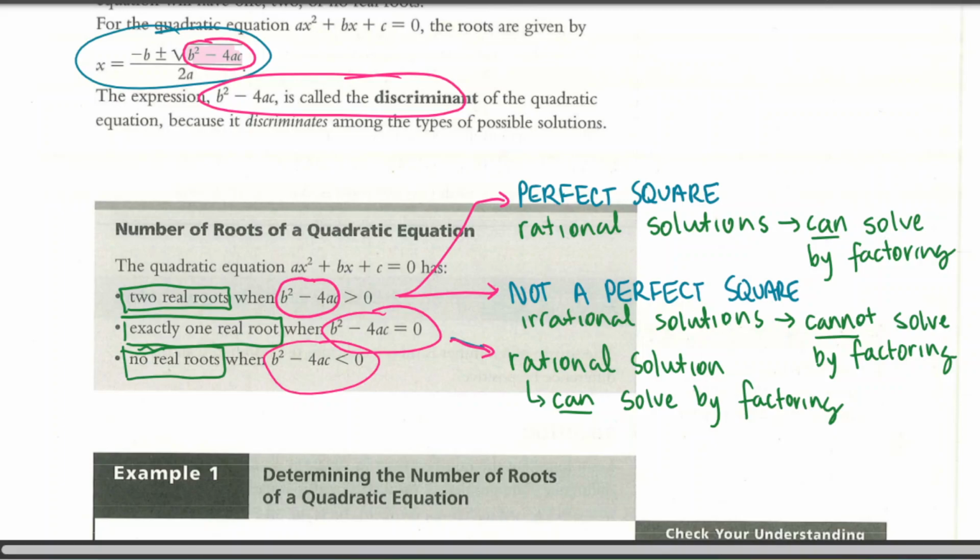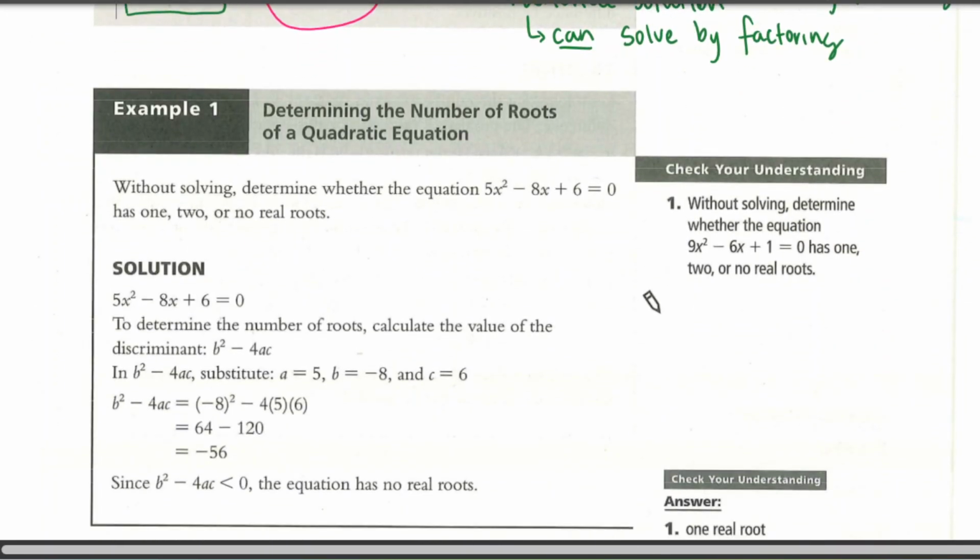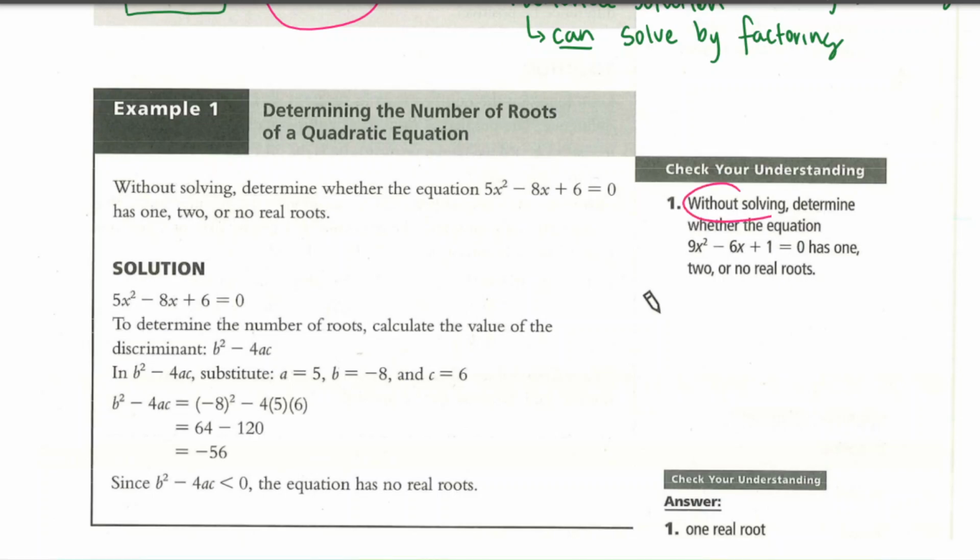Okay, let's go to some examples. Number 1, so they have a quadratic equation here. It says without solving. That means we're just going to use the discriminant. We're not actually going to solve this equation. Determine whether it has 1, 2, or no real roots. I'm going to take it one step further here and also ask, can you solve by factoring?